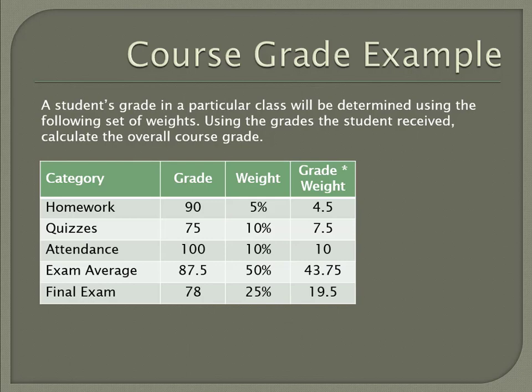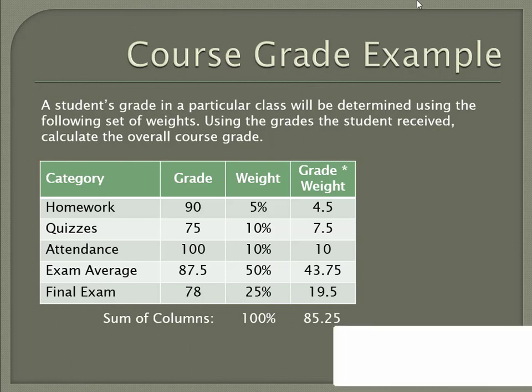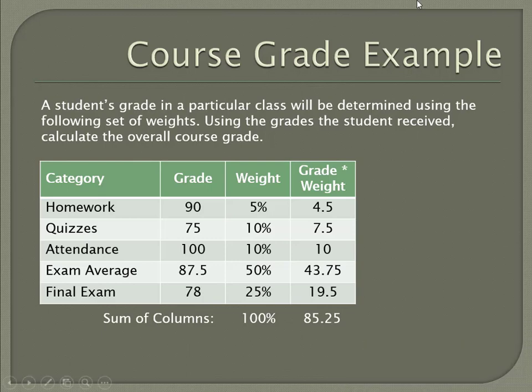Now, to get a weighted mean, we need to add up both the weights and the column that multiplied the grade times the weights. So the sum of these columns, the weights add up to 100%, and the grades times their weight is 85.25. Now, if we divide, we're only dividing 85.25 by 1 because 100% is equal to 1. So we don't really need to do that step in this example. So the course grade is actually 85.25, which for this particular student, it looks like they have a B.